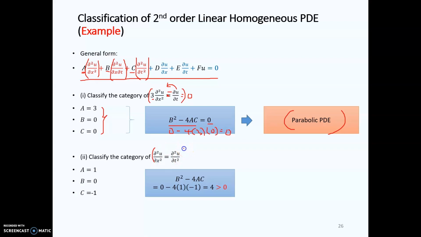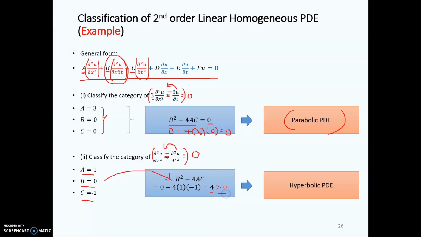Let's try the second example here. We shift the term here to the left hand side so that you obtain the general equation. Let's compare the general equation with this equation. Then you see a is equal to 1 here, b is 0 because you don't have this component, c is equal to negative 1 here. Therefore, these are the results for ABC. You substitute inside b squared minus 4ac and you should obtain 4. 4 is greater than 0, therefore we can say that this is hyperbolic PDE.